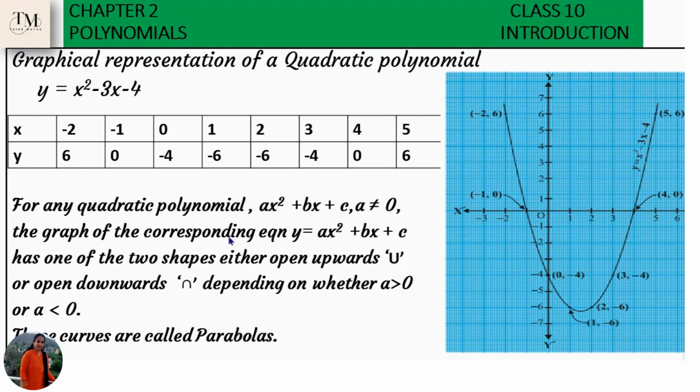The graph of the corresponding equation y is equal to ax square plus bx plus c has one of two shapes, either upwards or downwards. So if a is greater than 0, it will be upwards. If a is less than 0, then it will be downwards. So these curves are called parabolas.